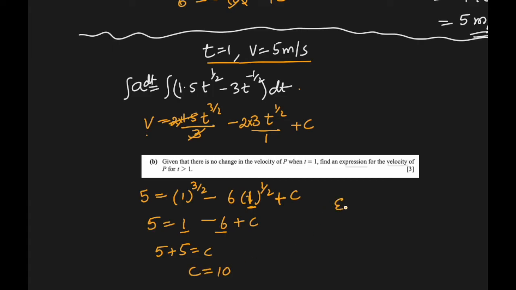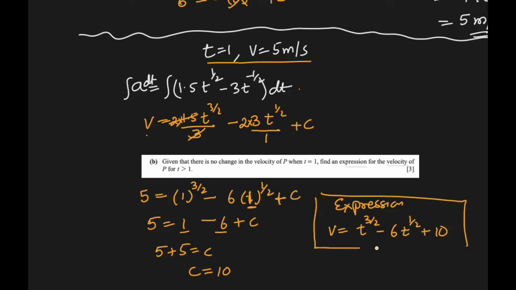So our expression they are asking for, velocity, will be t to the power 3 over 2 minus 6 t to the power 1 over 2 plus 10. This is our answer.